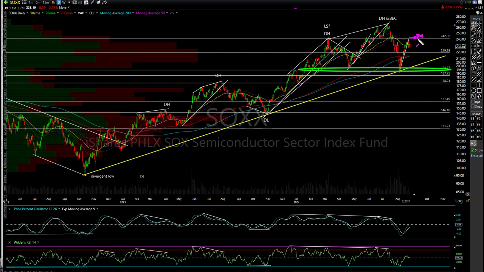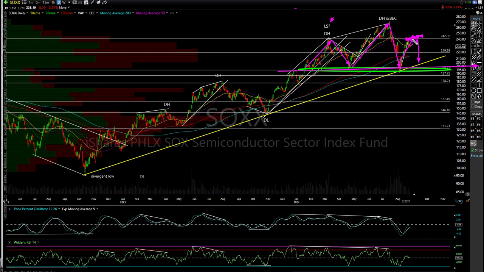But let's just say we meander around for a little while. It's kind of inconclusive. What you can see here, see this LS? That's a potential left shoulder. There's a potential head. We're forming what could be a right shoulder. So if we do reverse, what you want to look for, and by the way, of course, it's called a head and shoulders pattern. For those who are not familiar, it's a potential topping pattern.